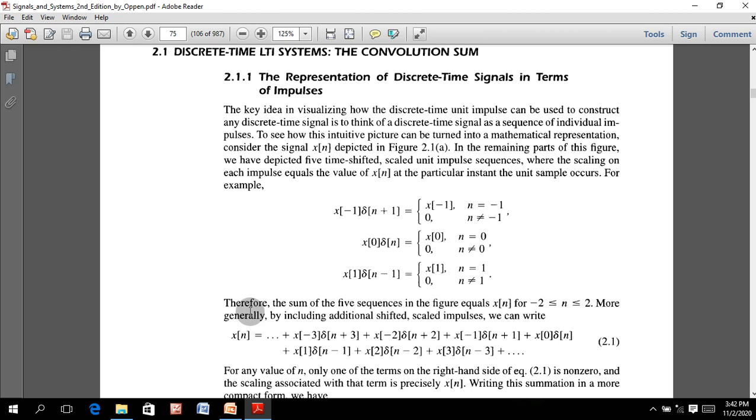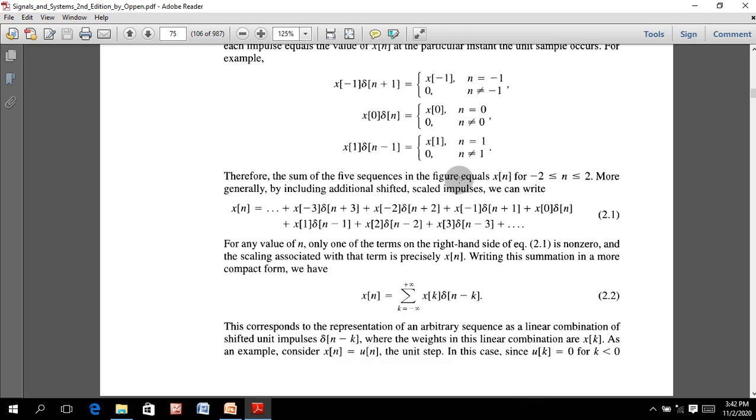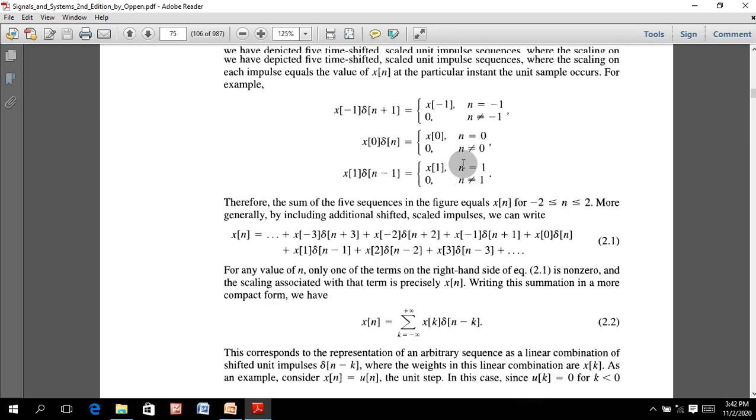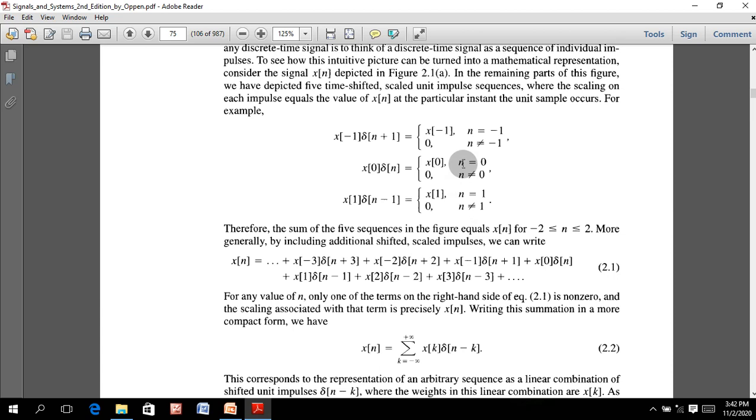How does it work? Suppose there is an input. First I am going to describe it verbally, then I will give you different examples. Suppose a signal x of n has been fed to a system, and we get an output y of n. That x of n has a specific signal pattern, and the output for that signal will also have a specific pattern.